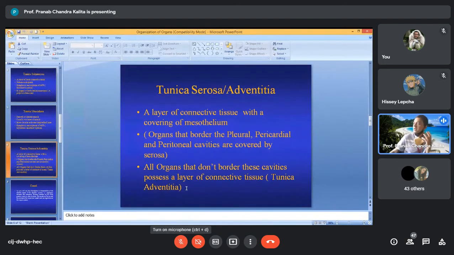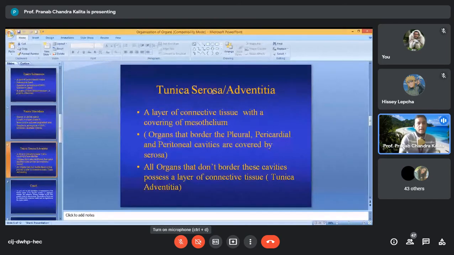In the case of the cervical part of the esophagus, because it is not within the body cavities, whether pleural, pericardial, or peritoneal cavities, we use the term tunica adventitia. Those organs which are located inside the body cavities like the pleural, pericardial, and peritoneal cavities will be called serosa. There you will use the serosa.